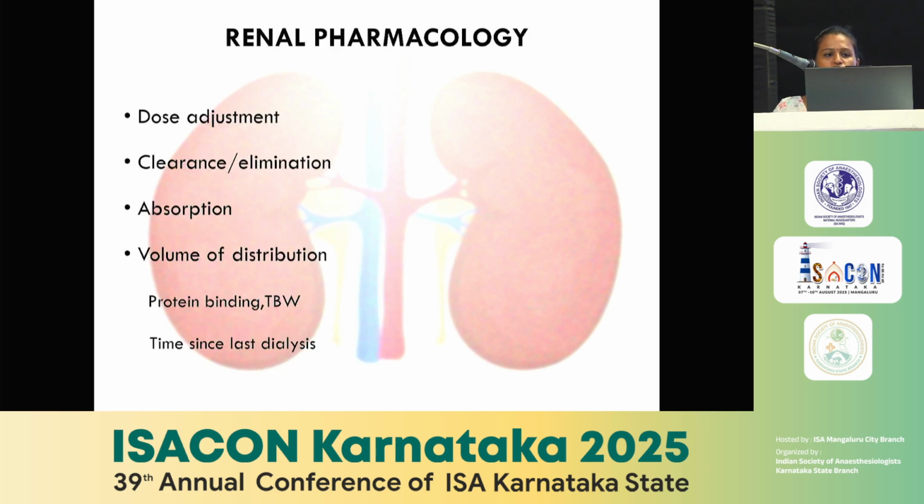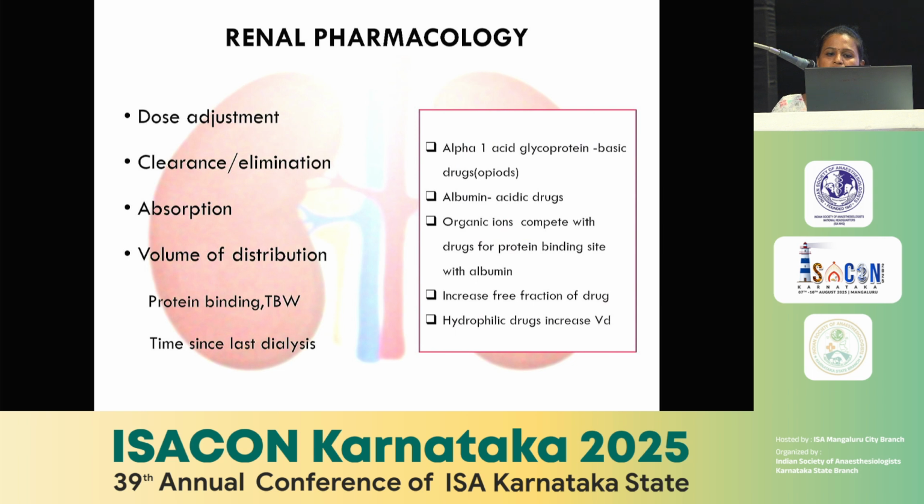When it comes to dose adjustments, drugs which have decreased clearance have increased metabolite accumulation, and drugs which are dependent on renal elimination have increased elimination half-life. Along with that, because of gastroparesis, there is decreased absorption of the drugs. And volume of distribution of drugs depends on protein binding, total body water, time since last dialysis, and whether drugs are dialysable. All these things have to be kept in mind.